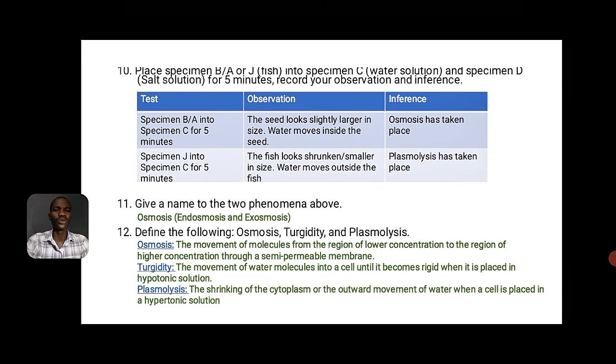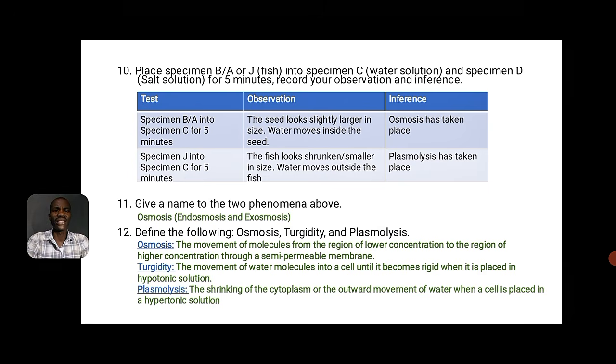So the second one here is turgidity. Turgidity is the movement of water molecules into the cell until it becomes rigid, that is, the cell can no longer hold water again, when that cell is placed in hypotonic solution, and that is why water is hypotonic. So it is the movement of water molecules into the cell until it becomes rigid or turgid, when it is placed in hypotonic solution.